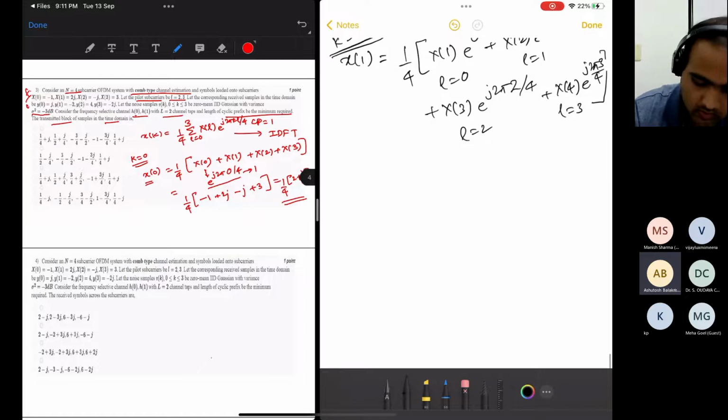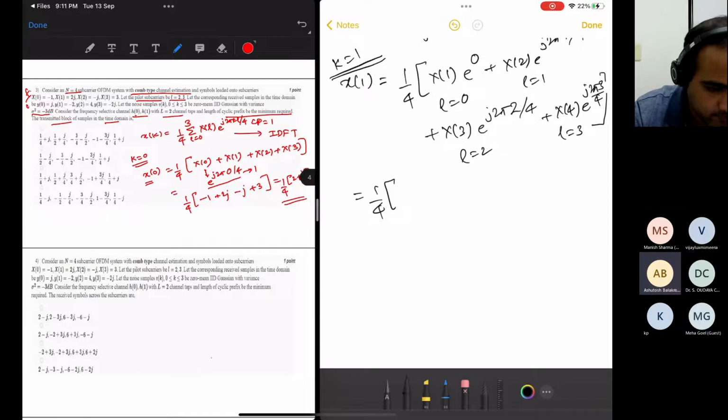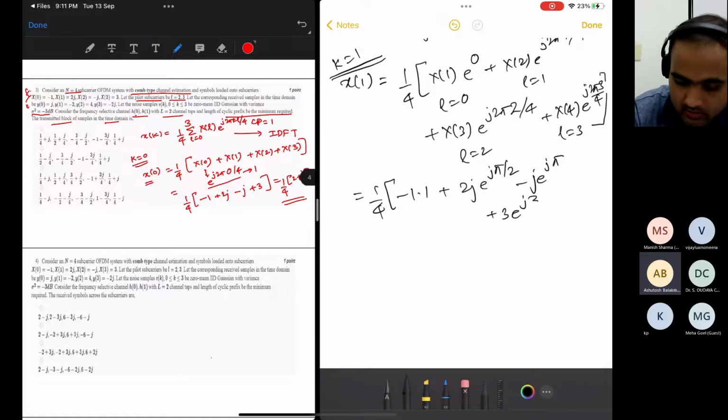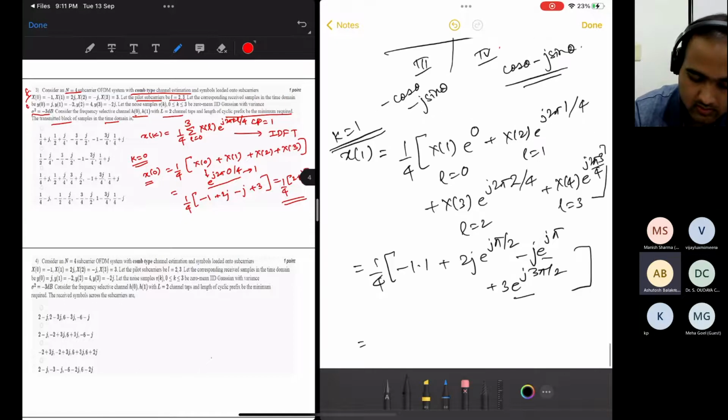Okay. So now I will substitute the values of x1, x2, x3 and x4 in this. So we'll get 1 by 4, minus 1, and e to the power 0 is 1, plus 2j, and if you solve this you get e to the power j pi by 2, e to the power j pi, e to the power j 3 pi by 2. So these are the 4 phases which we are getting. And now we need to compute each of these phases as I discussed here.